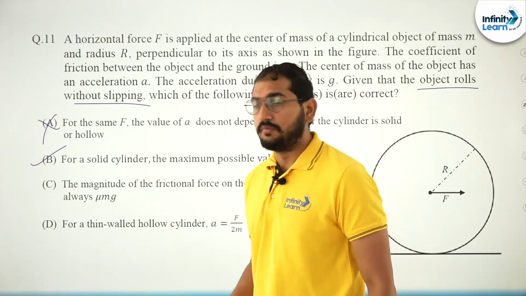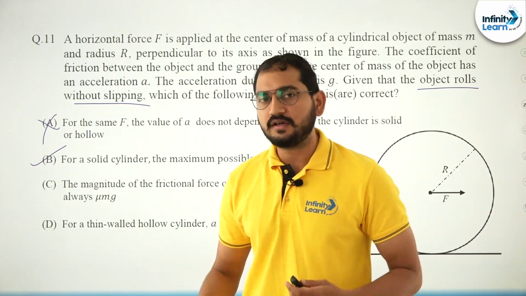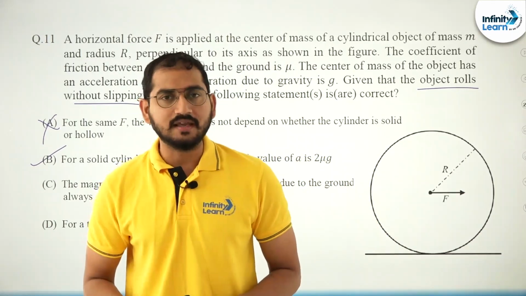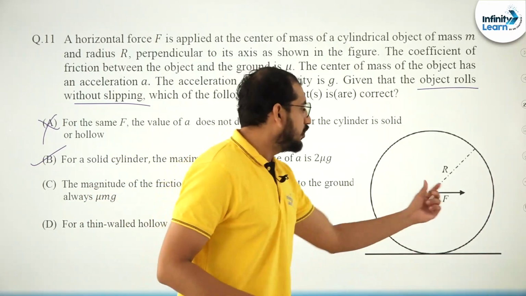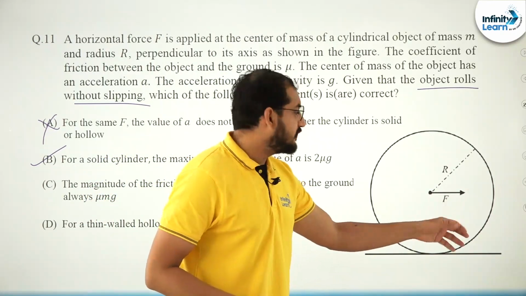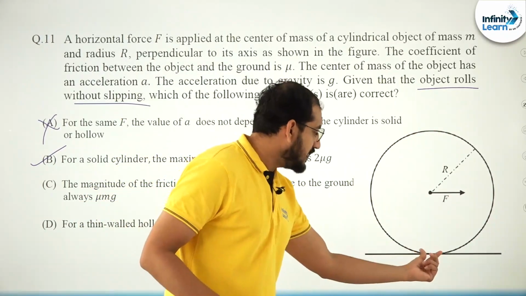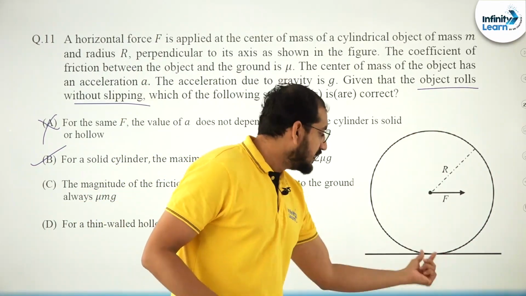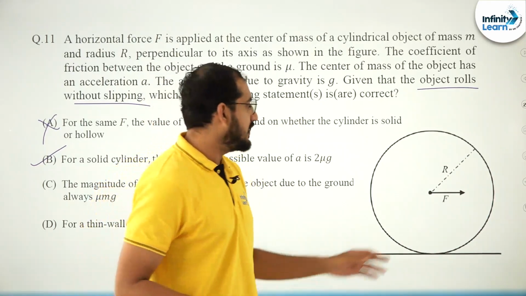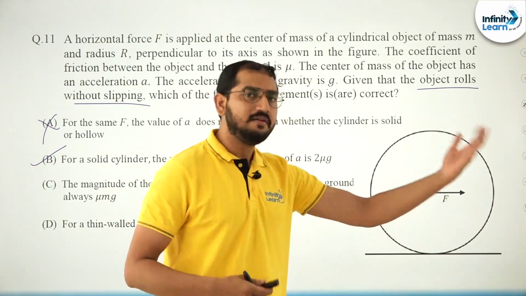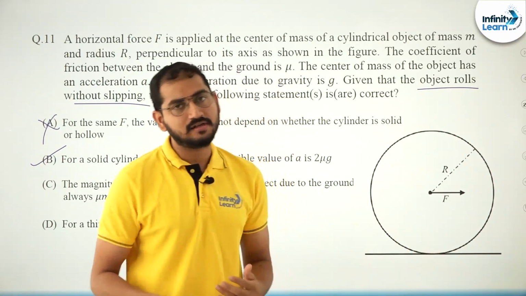No, that is not true, right? Why? Because this mu mg signifies the limiting value of friction. Now the limiting value of friction will occur depending on the value of capital F that we are applying. If capital F is very large, then it's a possibility that this friction value goes to its limiting value, and if I increase capital F even more, then friction will become kinetic and slipping will start.